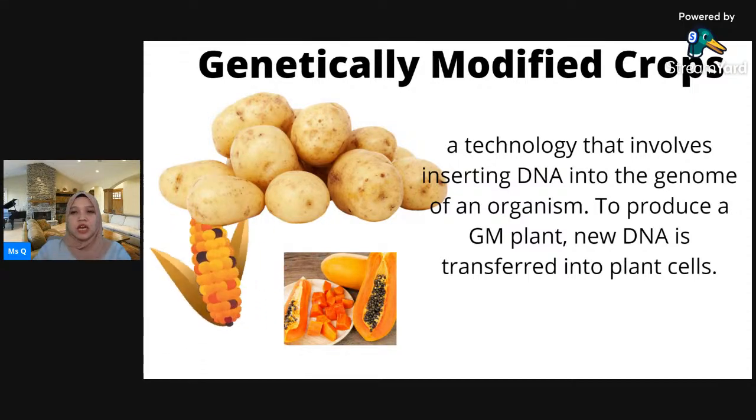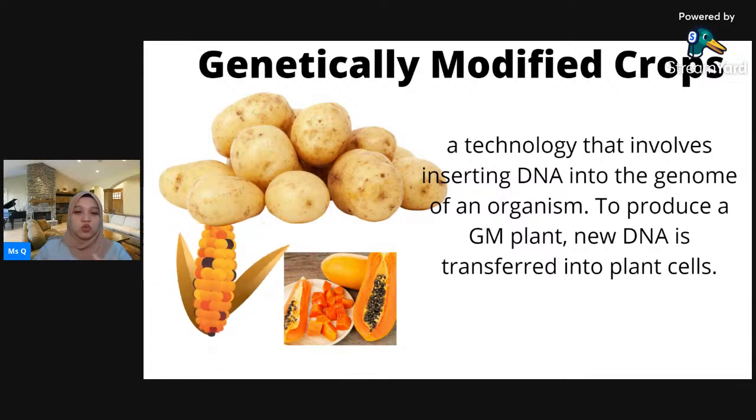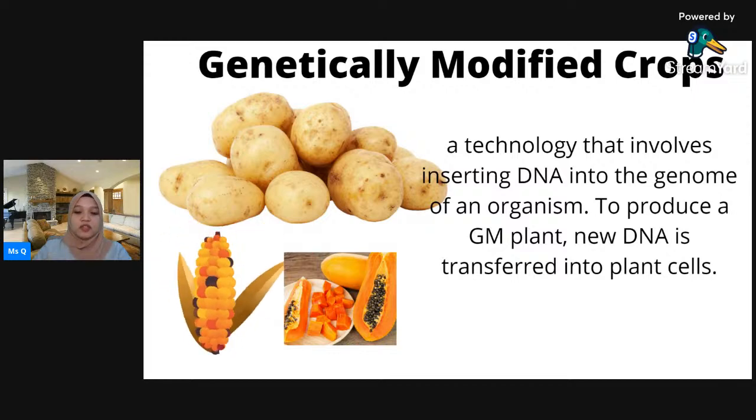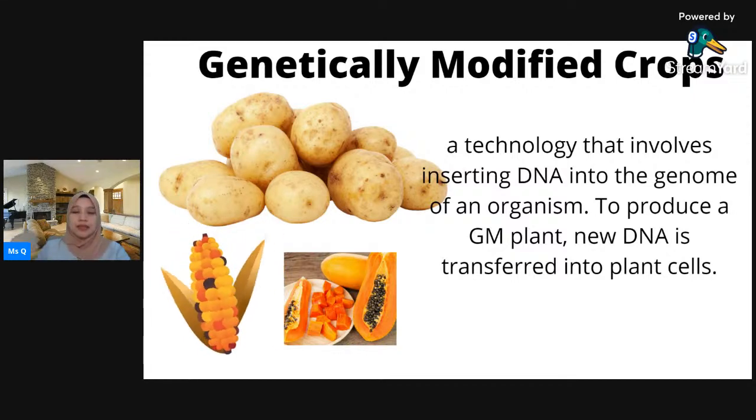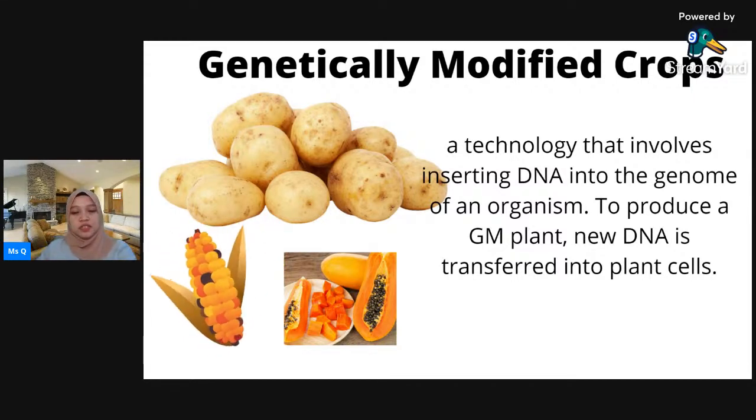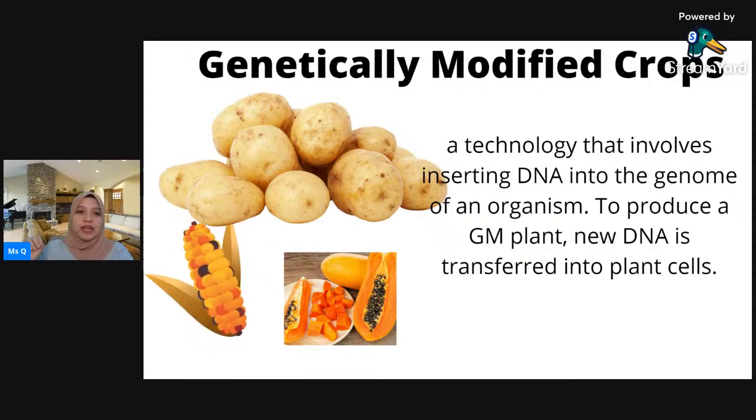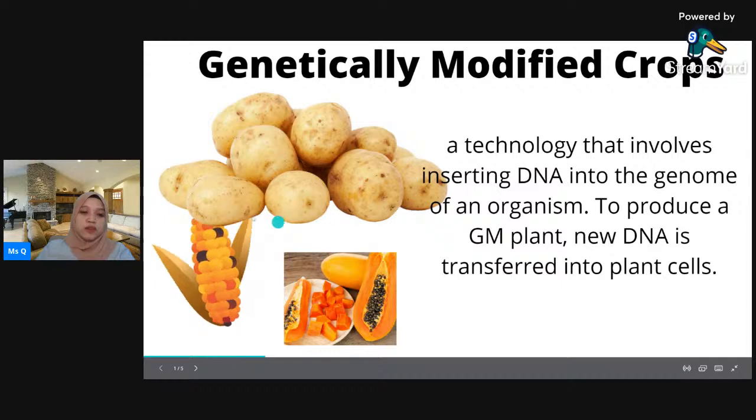For example, soybeans are not very good for women, because they are known to trigger women's hormones, to the fact that it's going to cause other diseases like cystic fibrosis, etc. So that is what genetically modified crops are. They could be found in potatoes, even corns, and sometimes in papaya.